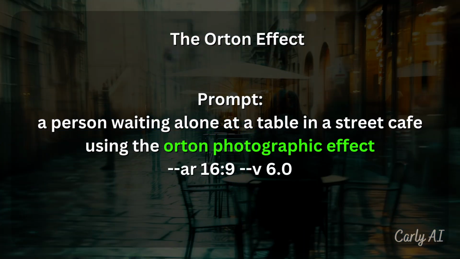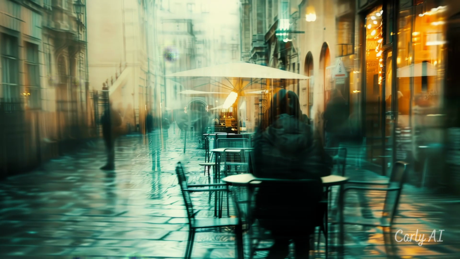The Orton Effect. The Orton Effect is a photographic technique that gives subjects and images a more dreamlike and ethereal quality. It is created by combining two or more exposures of the same image, one sharply focused and one with a soft, glowing blur. Other layers are also possible.